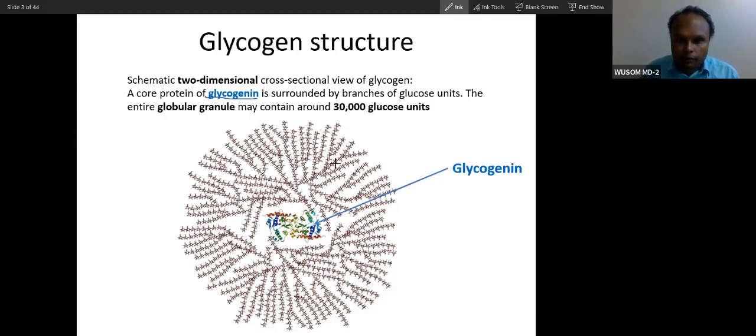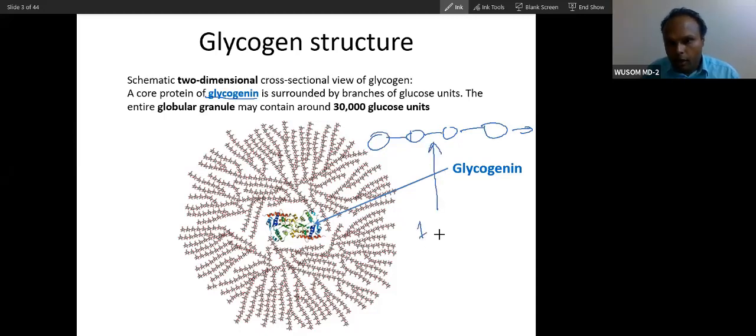The most important thing about this branching is the bond between the glucose units when it is a straight chain. If this is a glucose, and this is a glucose, and they are in a straight chain, there will be a very simple type of bond. The bond is called 1 to 4. The number 1 carbon of this glucose will be connected to the number 4 carbon of this glucose. This is called an alpha 1 to 4 bond. In a simple way, we can write it as alpha 1,4 bond.